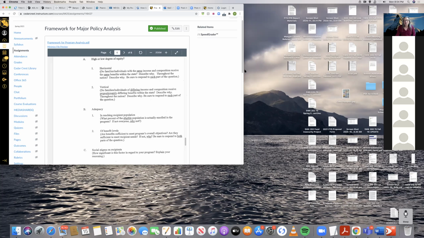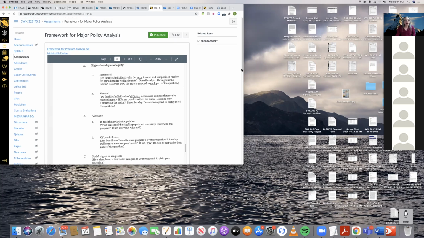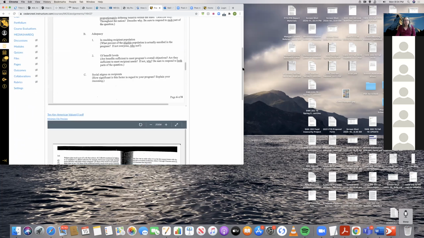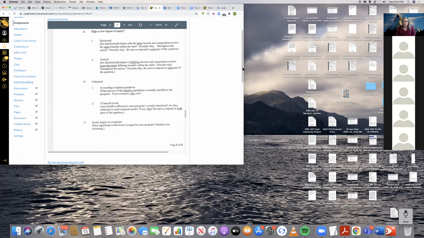So some of this is clearly, when it comes to that equity question, that's all going to be your thinking. So there's nothing to cite. You have to just think that one through on your own. But for the rest of these, I'm asking you for facts, figures, data. So you're going to have to find sources and cite them. Other questions?